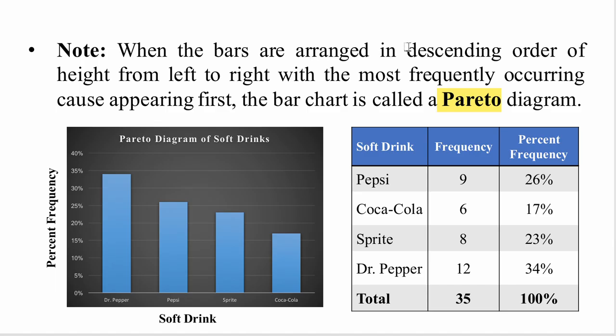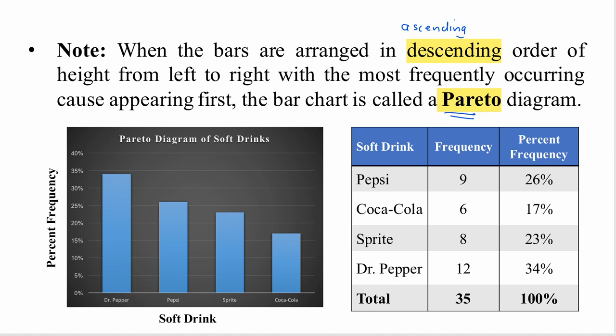We could either go with descending order, which means from the highest to the lowest, or we could go with ascending order. So when we change it into its ascending form, it's still a Pareto diagram.